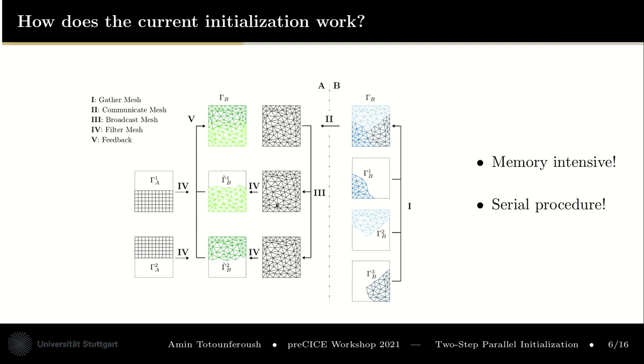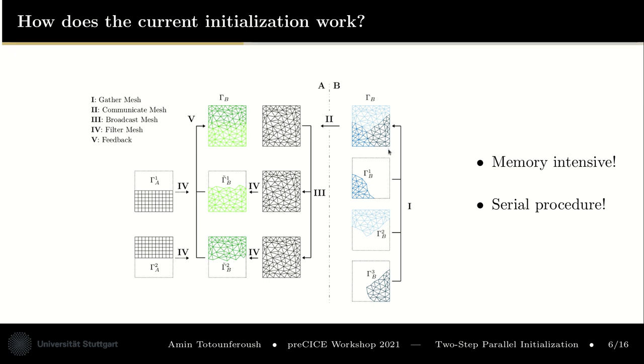But as you can see, we have two main problems with the current approach. The first problem is that we have to gather all mesh partitions of solver B into one single rank, which can require a lot of memory, and sometimes it can be even prohibitive if we use a large number of MPI processes for a solver or a large mesh partition. The second problem is that even if we don't have this memory problem, the whole procedure is completely serial. We have to gather the mesh here and send it to the other solver and then scatter it, and then the comparison happens, and then we feed back to solver B. As you can see, all these steps have to be done one after each other. So with this approach, we do not really see a nice scalability behavior.